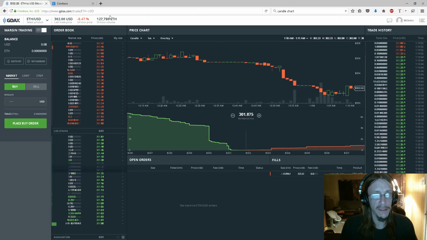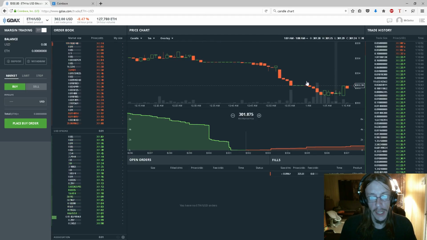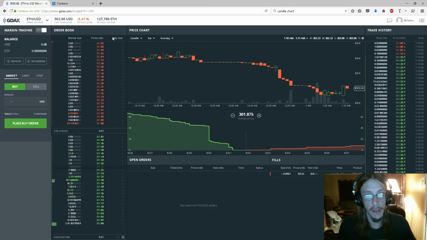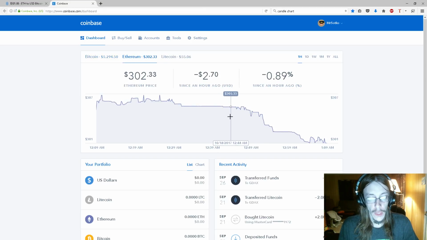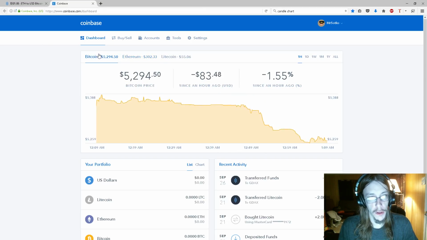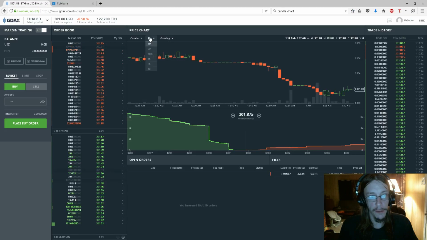So that's why, when I'm sitting around day trading, I like to actually have Coinbase up as well, because Coinbase has a pretty good line graph here.